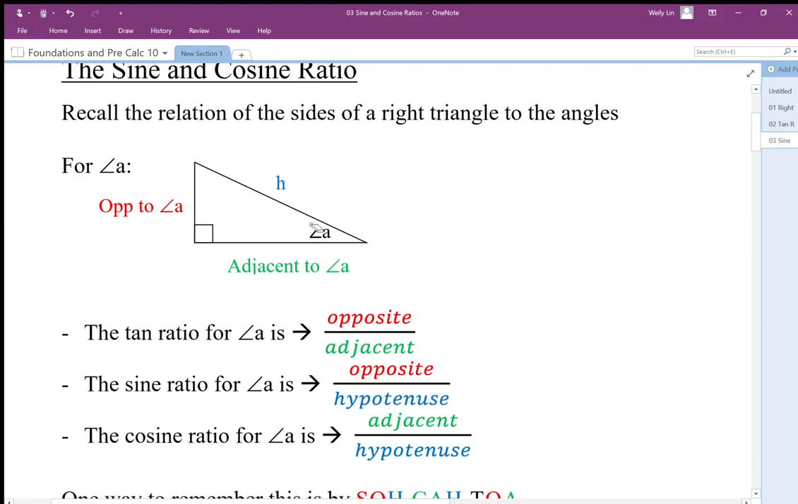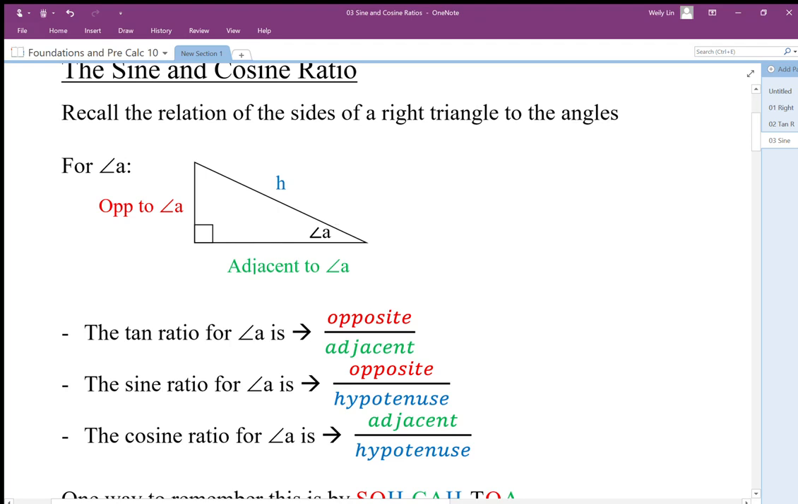So when we look at this angle here, the opposite side, or the vertical side, compared to the hypotenuse, we're going to now call that the sine ratio. And our calculator knows that as a sine ratio. And the third ratio is going to be when we have the adjacent to hypotenuse side. So the horizontal side here, the adjacent side, when we compare that to the hypotenuse, that's going to be the cosine ratio.